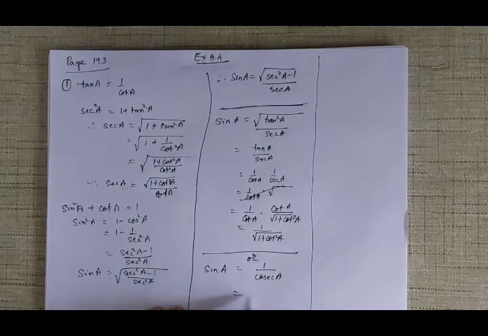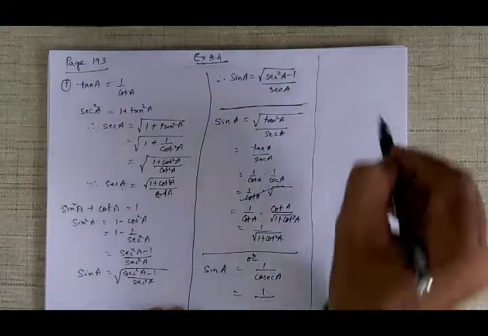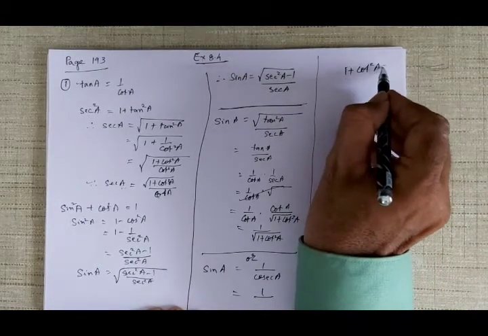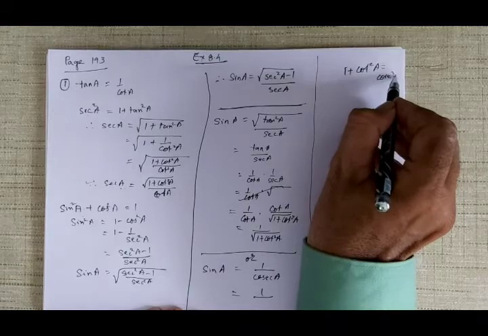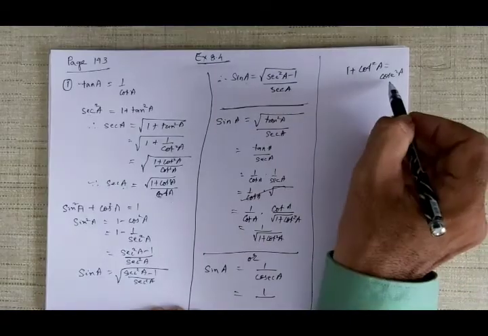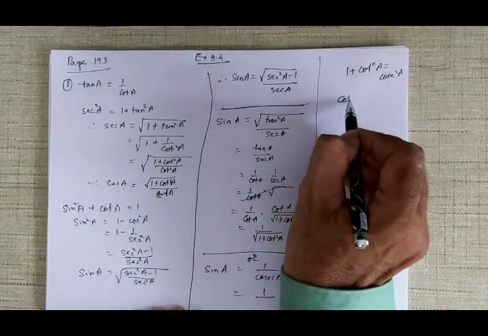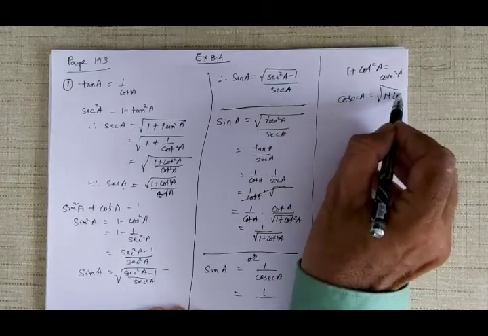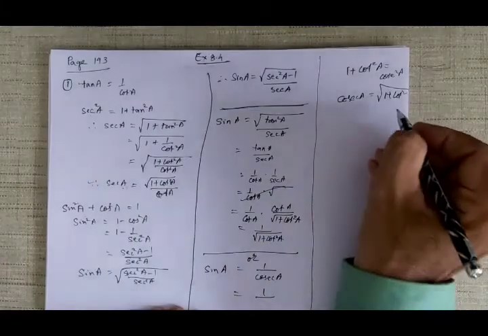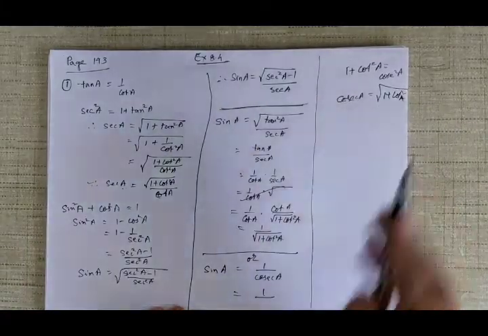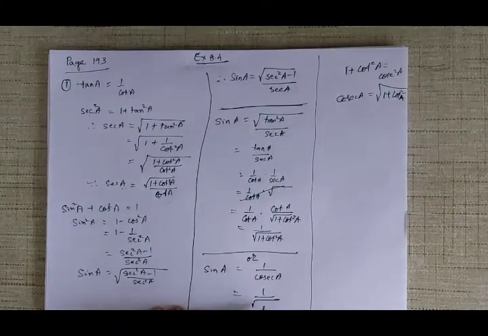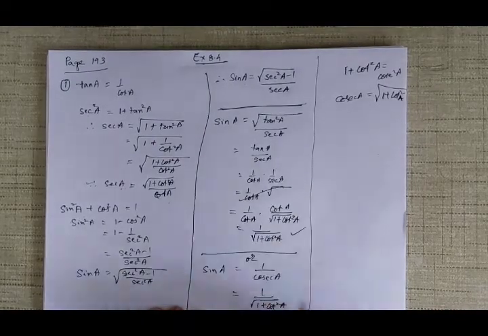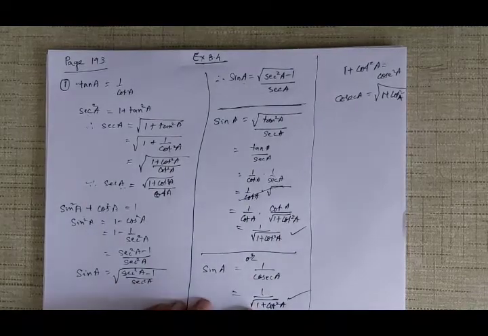Now we know that 1 plus cot square a is equal to cosec square a. So therefore cosec a will be equal to square root of 1 plus cot square a. So I can put here, in place of cosec a, square root of 1 plus cot square a. Now you compare this, it is the same thing. Here we got it in 2 steps.